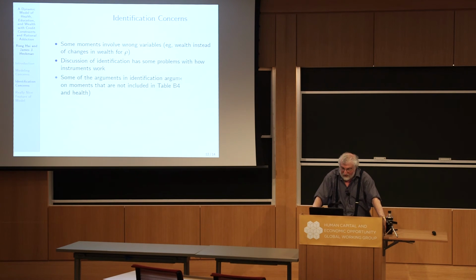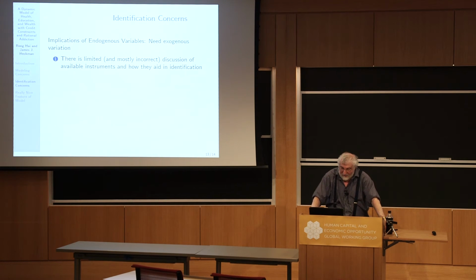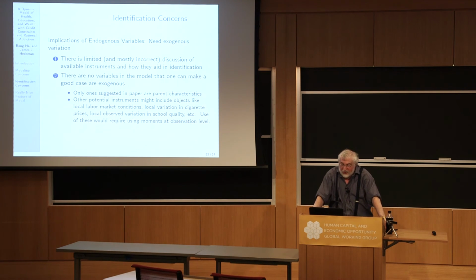Okay, so things that they could include that you could plausibly argue are exogenous are variation in prices of cigarettes, local variation in the quality of schools maybe, other things like that. They don't want to do that because then they would have to evaluate value functions for people, for each set of people who face a different value of those exogenous variables.